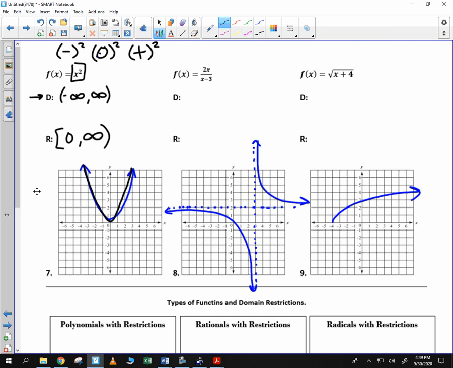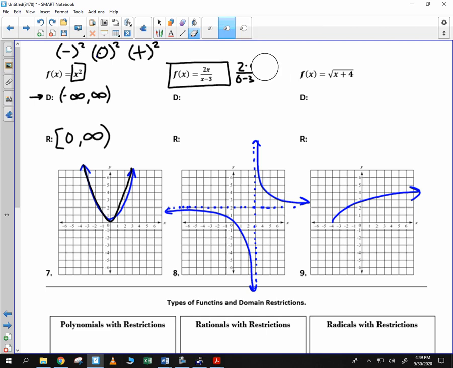If you look at this situation, it's different. Hopefully you can understand that when you look at this, there's a certain number that you can't plug in for x. And some people might say 0. That's incorrect, because you'd have 2 times 0 over 0 minus 3, which is 0 over negative 3. That's a value. It is 0.